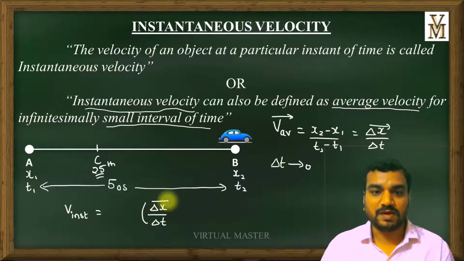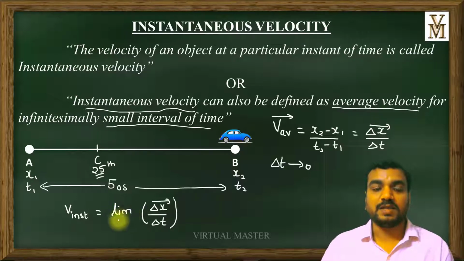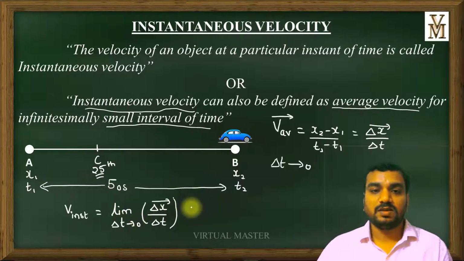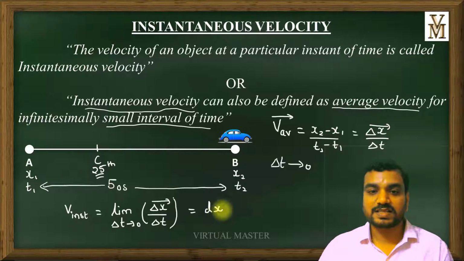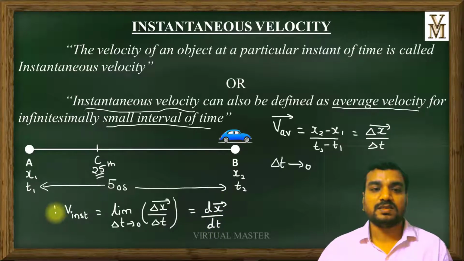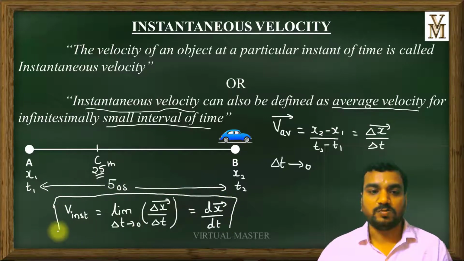Delta x is a vector quantity, so we have to draw an arrow above delta x. Now we have to apply limits as delta t tends to 0. We already know that the limit of delta x divided by delta t as delta t tends to 0 can be written as dx by dt, isn't it? This is the formula for the instantaneous velocity of an object.